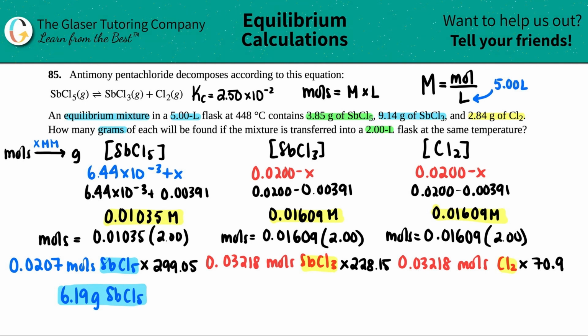Let's check for the other ones. 0.03218 times 228.15. I get 7.34 grams of the SbCl3 in my new equilibrium mixture. And then 0.03218 times 70.9. I get 2.28 grams of Cl2.